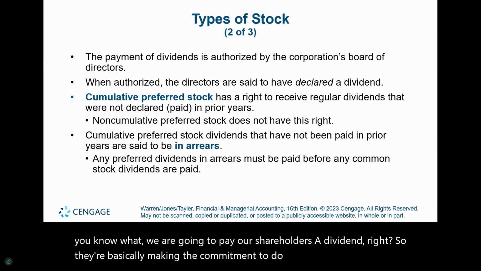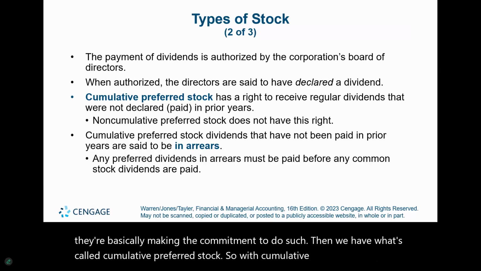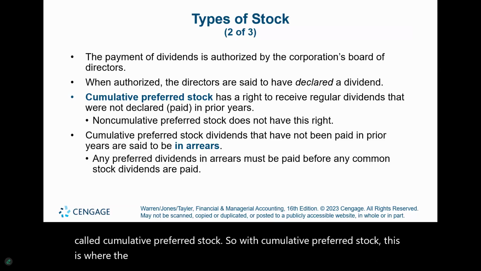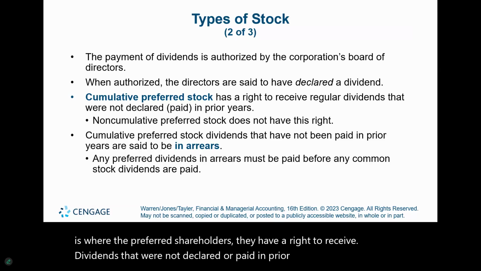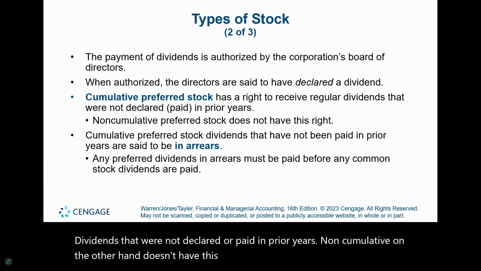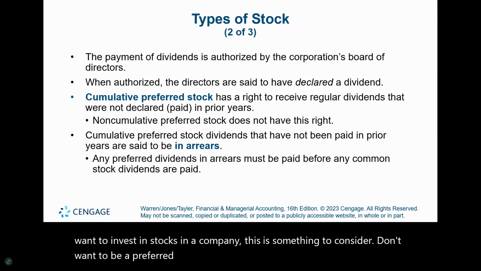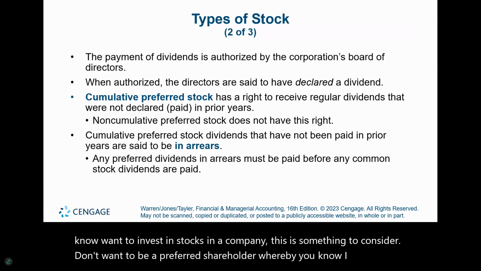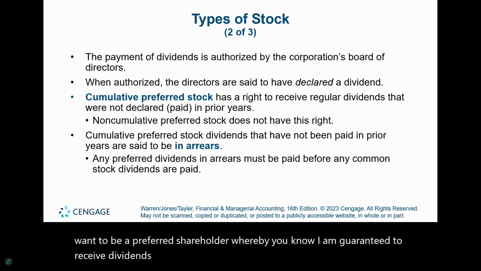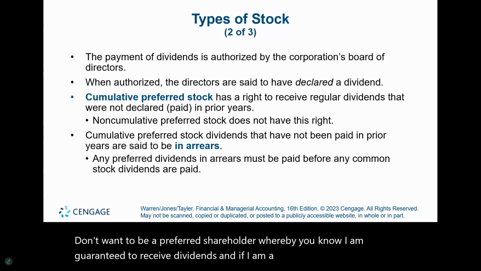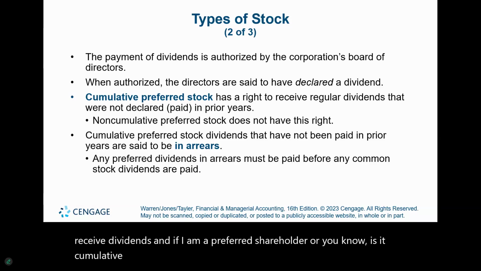And then we have what's called cumulative preferred stock. So with cumulative preferred stock, this is where the preferred shareholders have a right to receive regular dividends that were not declared or paid in prior years. Non-cumulative, on the other hand, doesn't have this right. So for those of you that want to invest in stocks in a company, this is something to consider. You want to be a preferred shareholder whereby I am guaranteed to receive dividends. And if I am a preferred shareholder, is it cumulative preferred stock or is it non-cumulative?